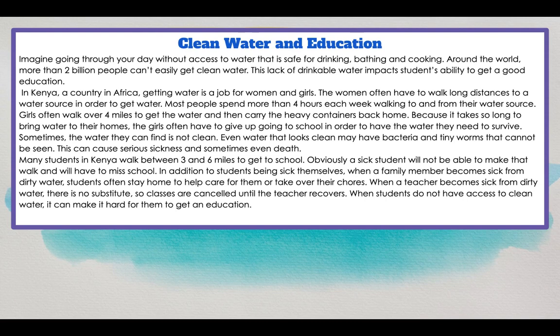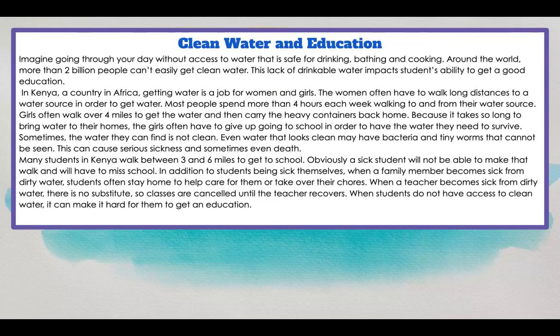Sometimes the water they can find is not clean. Even water that looks clean may have bacteria and tiny worms that cannot be seen. This can cause serious sickness and sometimes even death. Many students in Kenya walk between 3 and 6 miles to get to school. Obviously, a sick student will not be able to make that walk and will have to miss school.